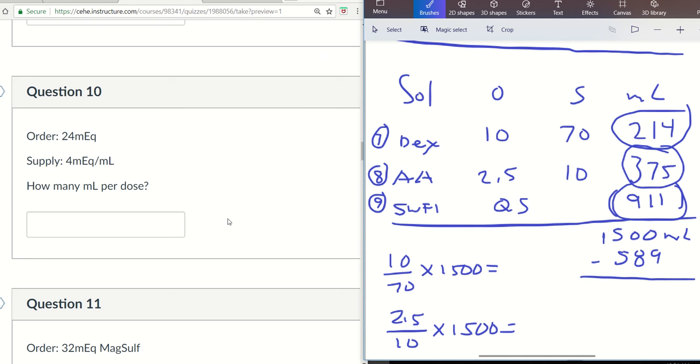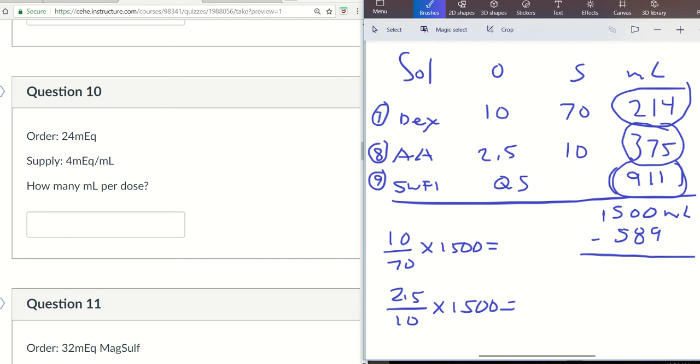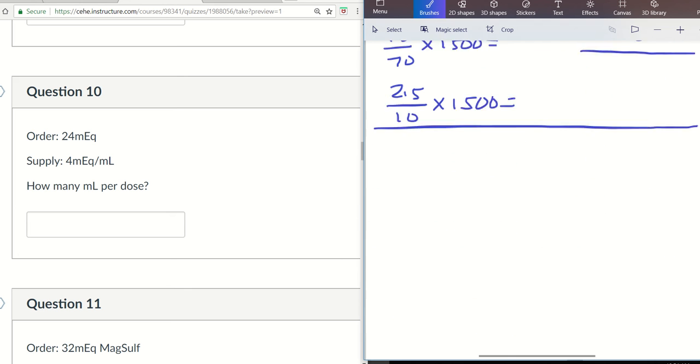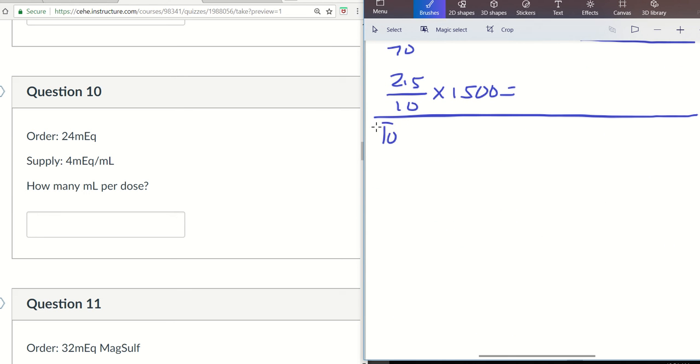So we don't put a decimal on those? No, just to the nearest mL for base solution. All right, so the rest should be very easy for us. It's mostly order over supply, or order over supply times the amount.